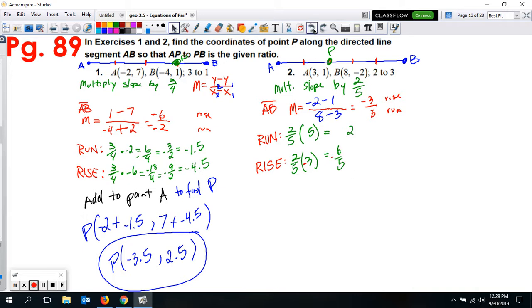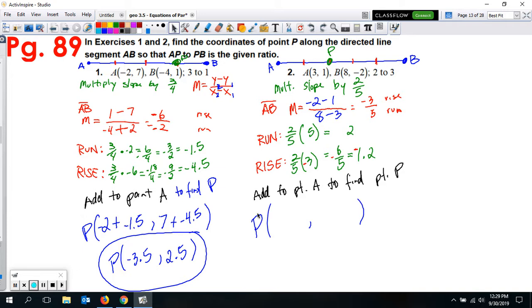And so then I got to basically make this into a decimal. -6 divided by 5 is -1.2. So now I need to add these to point A to find point P. I need to add these to point A in order to find point P.